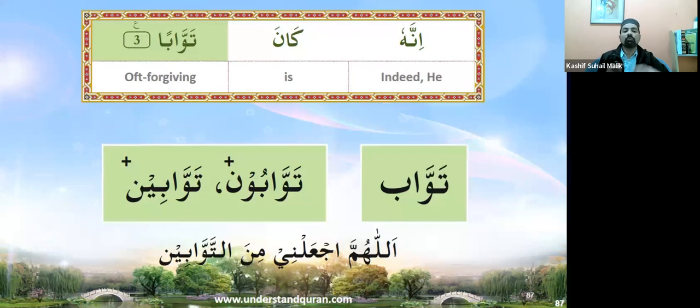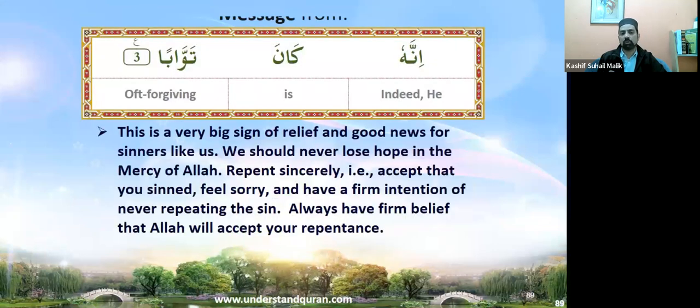Allah is often forgiving, again and again, repeatedly forgiving. So that's the good news for all of us. It's a great sign of relief and good news that Allah is often forgiving. He's so merciful, but we need to repent sincerely.